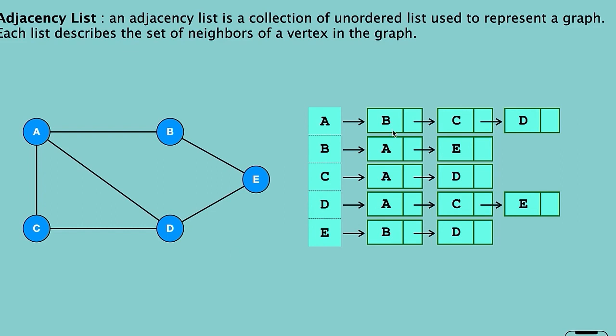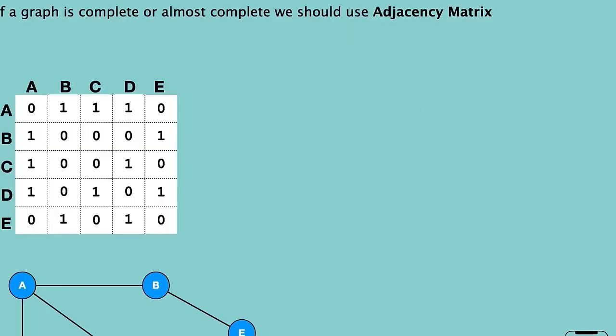So here the main point is we are storing the vertices in the array and the edges in the linked list. But in the first case we were using the array itself for storing the edges. Now you might wonder, if we have 2 types of graph representation, which one we should use. If the graph is a complete graph or almost complete graph, then we should use adjacency matrix. On the other hand, if the number of edges is few, then we should use adjacency list.